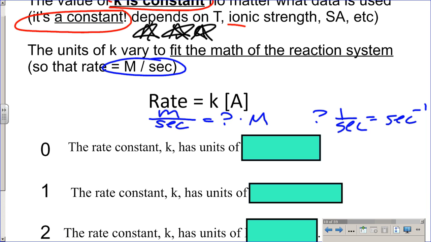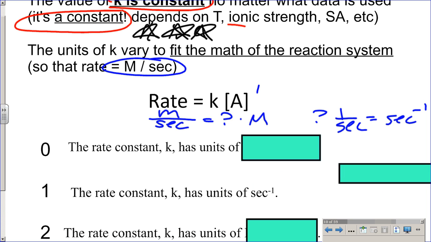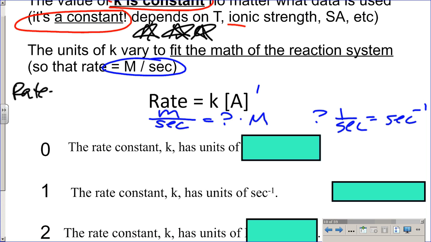Okay, so that's something that you need to be very comfortable with. So that is a what order reaction? First, because that's A to the 1. So that's going to qualify here. That is right. Okay, so let's do one for rate is equal to K.